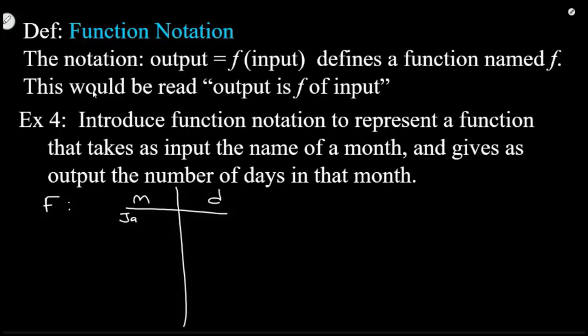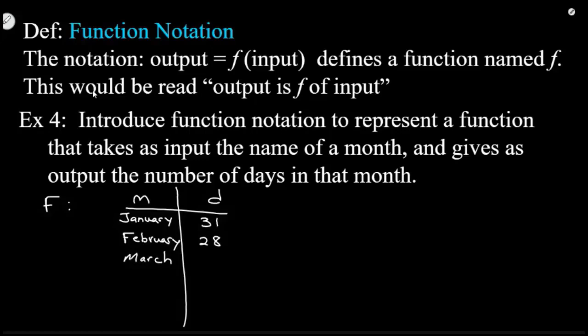So our first month is January. When the input is January, what is the output going to be? Do we know how many days are in January? It is 30 or 31. It's 31. January has 31 days. Okay. When the input is February, and we'll assume that this is not a leap year, what would the output be for the number of days? 28. February is the weird one. And what do we got? February, March.